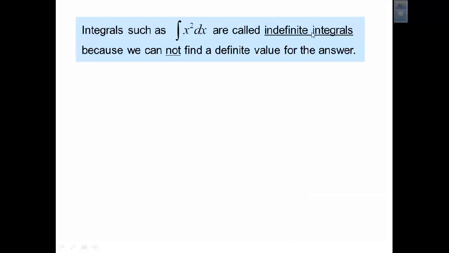All right, and speaking of indefinite integrals, integrals such as the integral of x squared dx are called indefinite integrals because we cannot find a definite value. We don't know where this thing starts and we don't know where this thing ends. So if we can't find a definite value for the answer, that's where we need to leave the plus c in there. So 1/3 x cubed plus c.